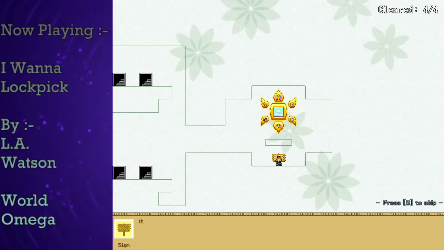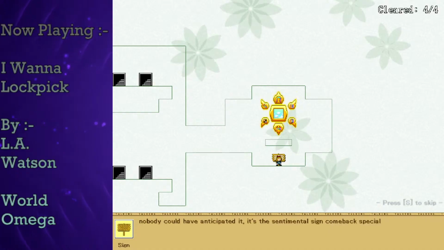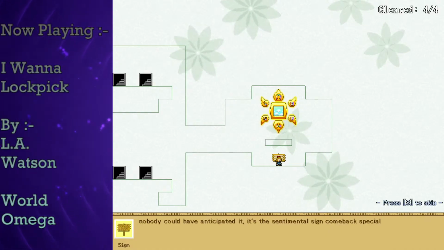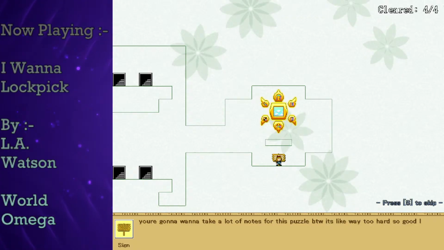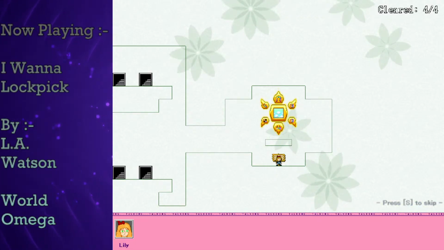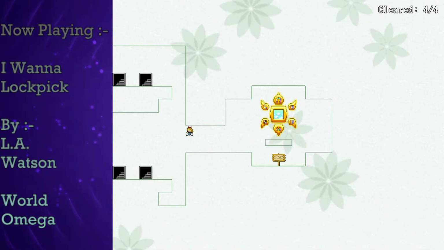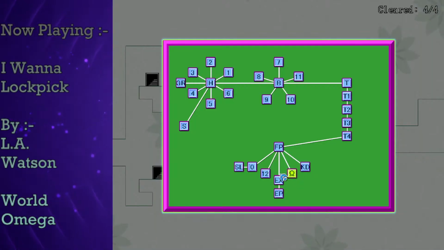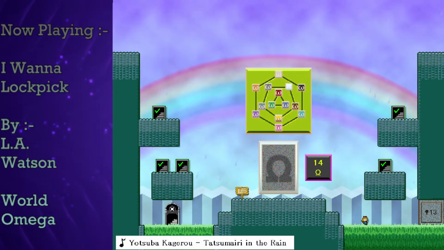Yes, hey, look, I can read the back. It's like a metaphor because I was talking about worlds continuing and stuff. Nobody could have anticipated it, but it's a sentimental sign. Come back special. You're gonna wanna take a lot of notes for this puzzle, by the way. It's like way too hard, so good luck. Huh. Alright, alright. That's doing too much in my opinion, but what do I know, right?